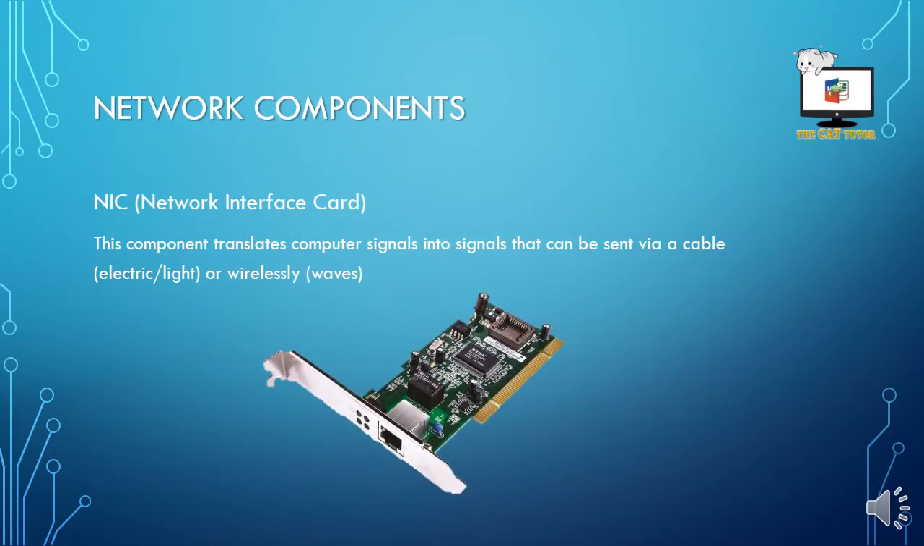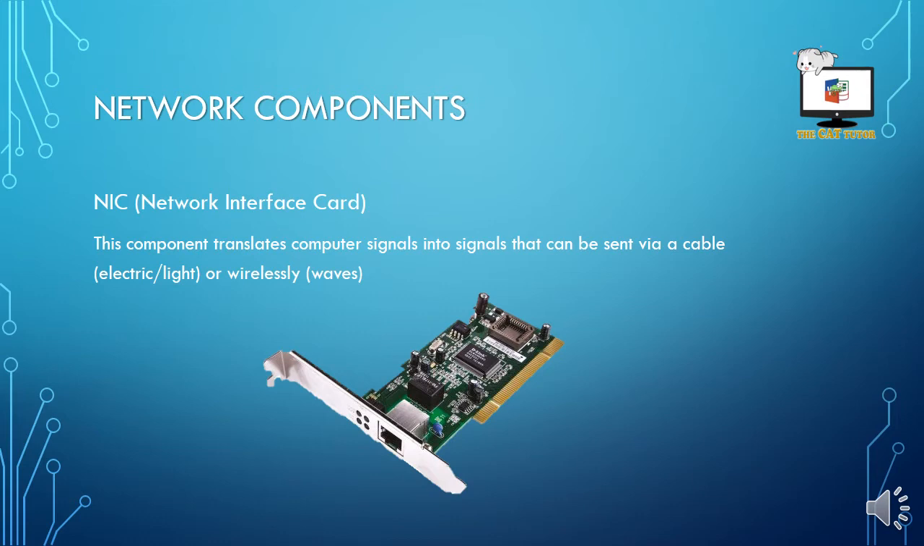Network components: NICs. This is probably the single most important network component, if you have a computer. The NIC is the component that translates your computer signals into signals that can be sent via either a cable or a wireless connection. Now, if it's sent through a cable, it is either transmitted electrically or through light.